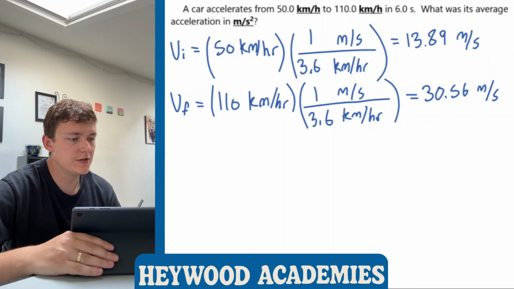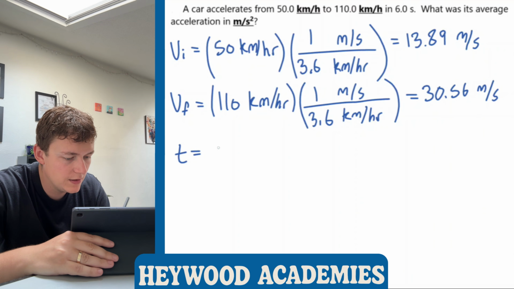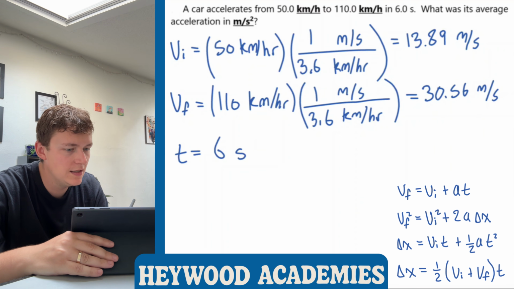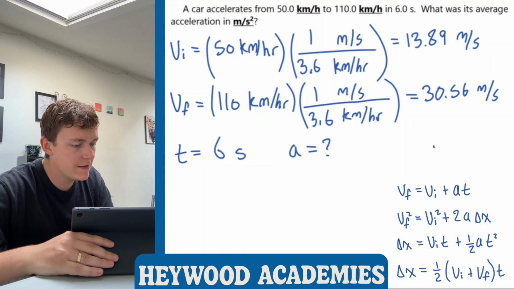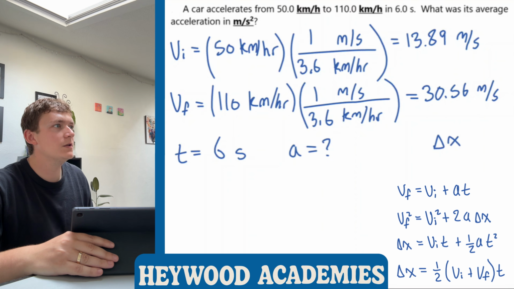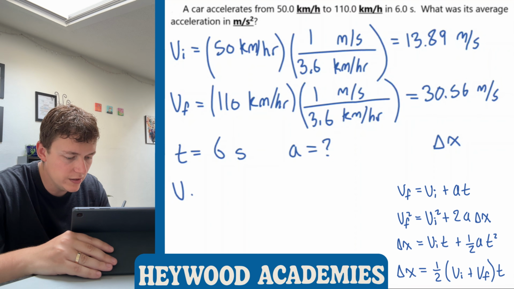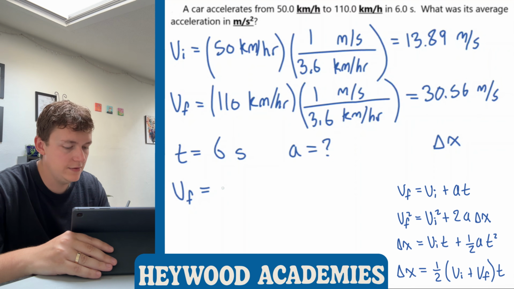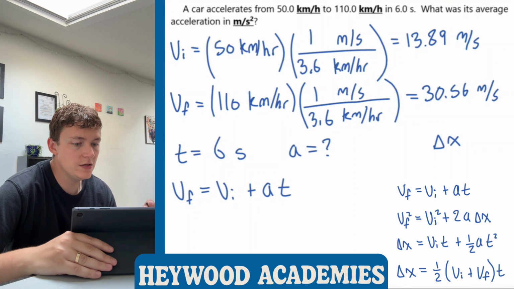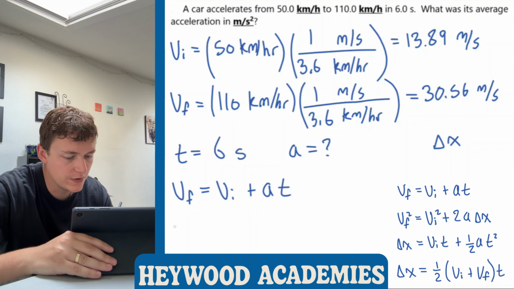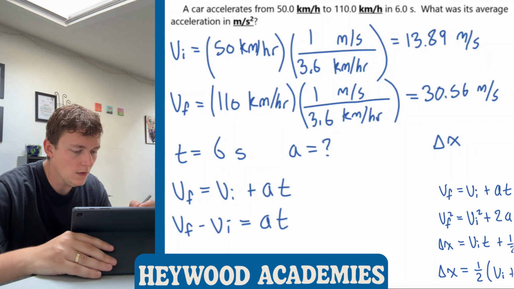The next thing we should do is just write down all the information they gave us. So they told us the time is 6 seconds, and we're looking for the acceleration. The thing that they did not give us is our displacement. So if we go to our list of equations, we're just going to look for the one that does not have displacement in it, which is this one. V final is equal to V initial plus at. And then we can use this to solve for our acceleration. So we're going to bring the initial velocity over to the left side and then divide by time.